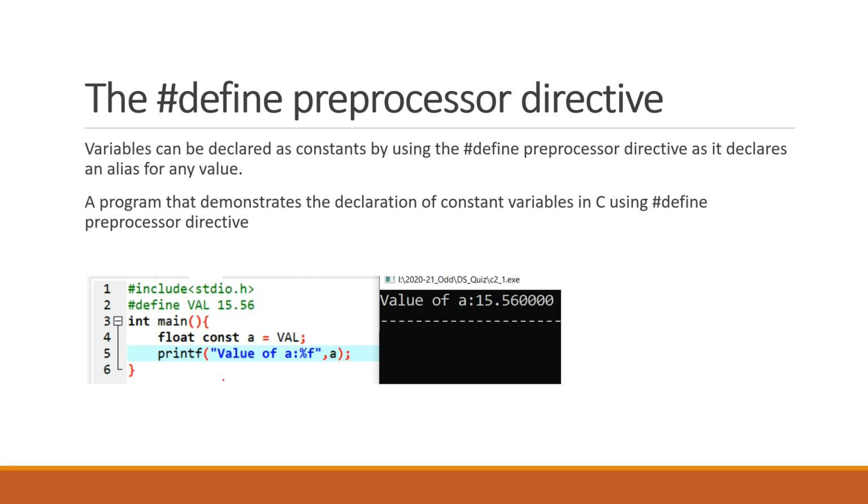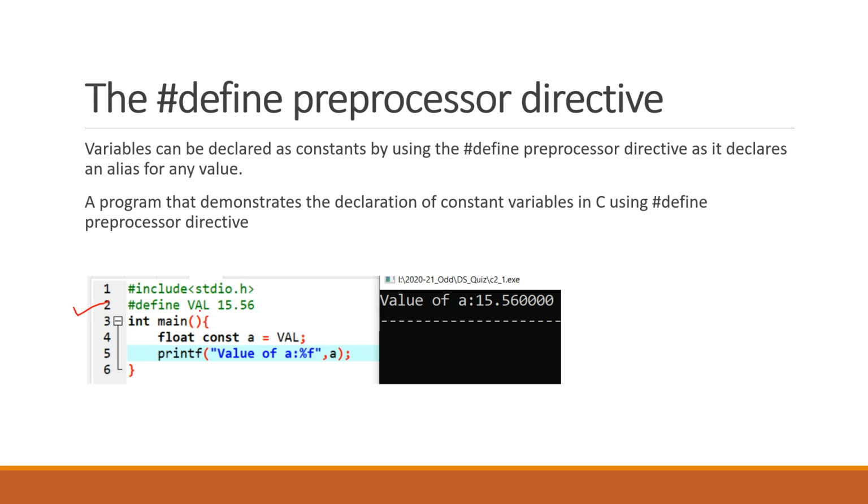Okay, next, the second topic is hash define. I can give a kind of symbol. Whenever that symbol is encountered in the program, the value that is defined here is substituted. Now how to give that kind of symbol in C? That is possible with the help of hash define.